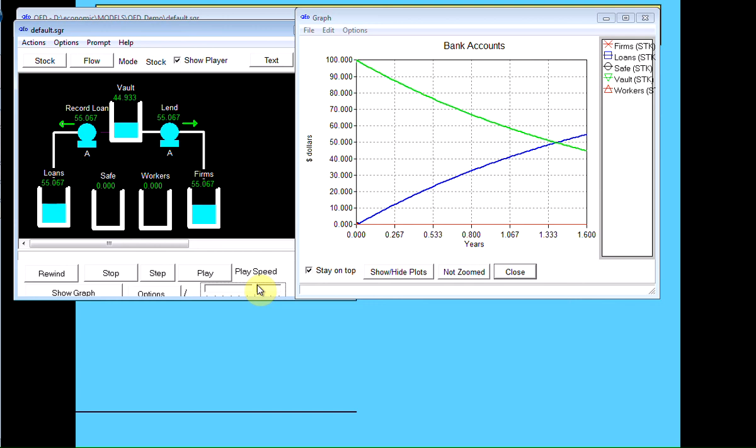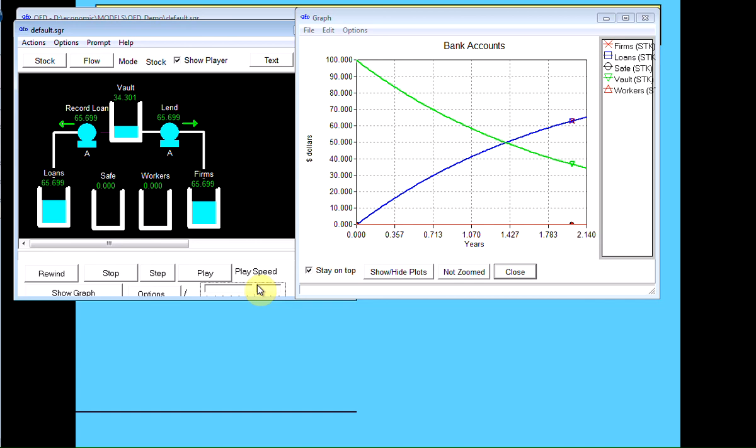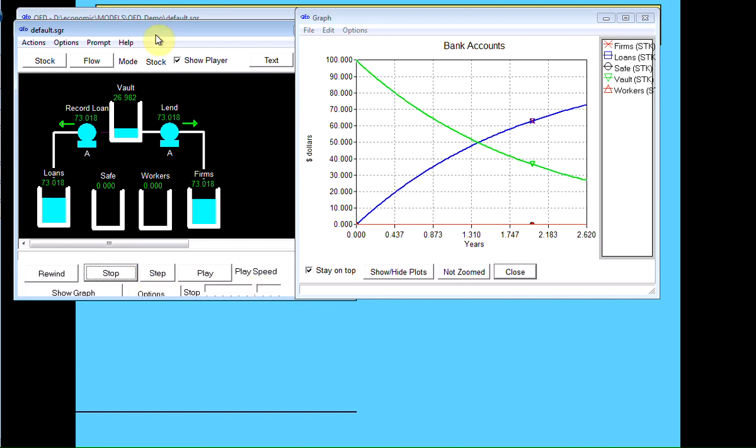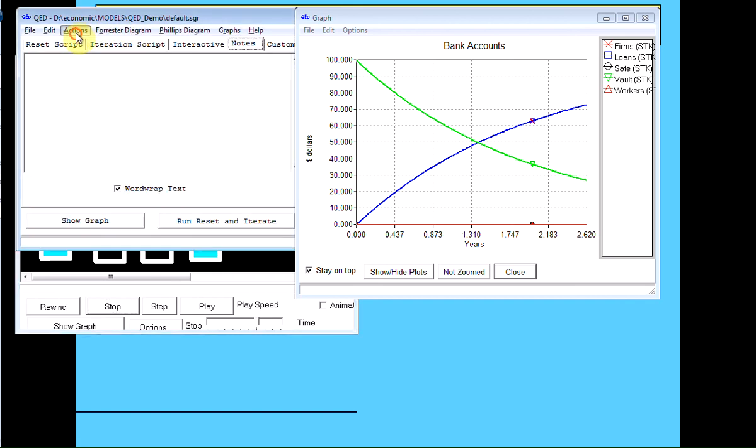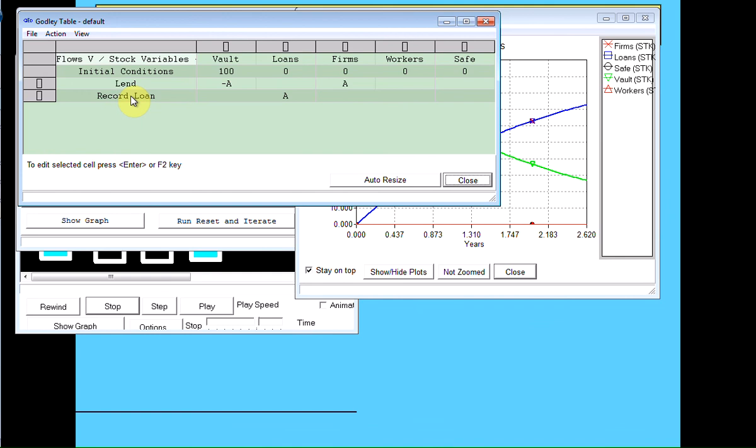Okay? Now, of course, that's not what bankers are interested in. They want the money in the safe, don't they? Okay, well, let's try that. That's stage one. I'm going to extend the table now and say, well, having recorded the loan, what the bank actually wants to do is charge interest on it.